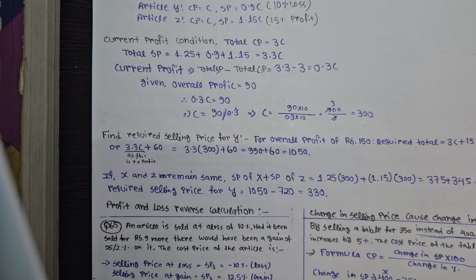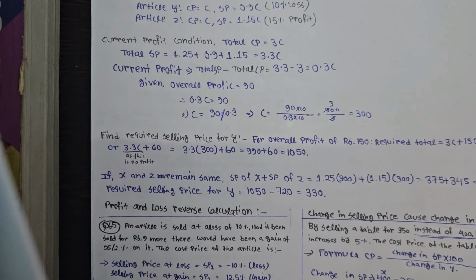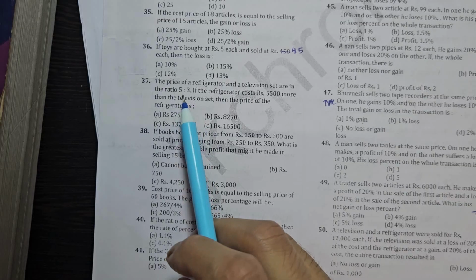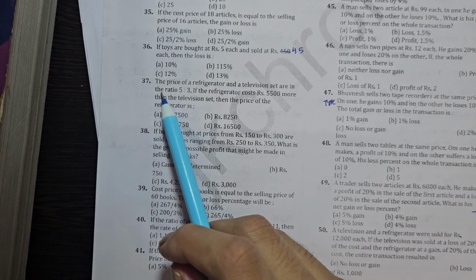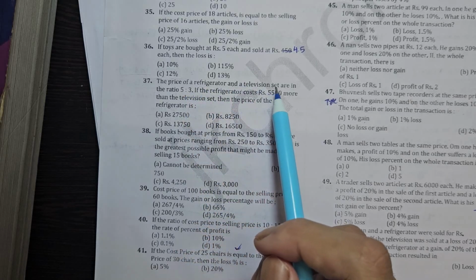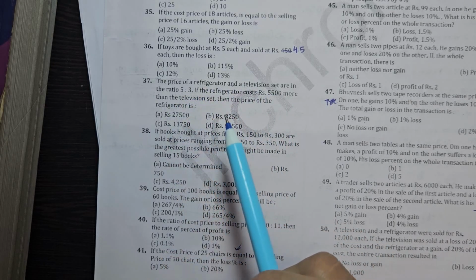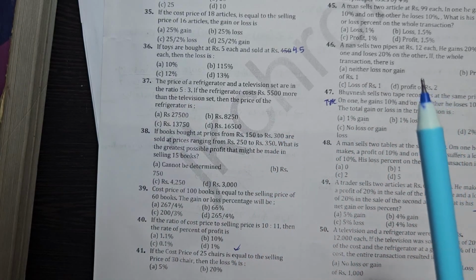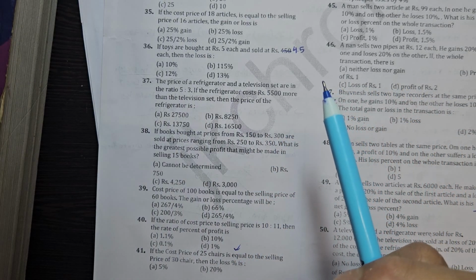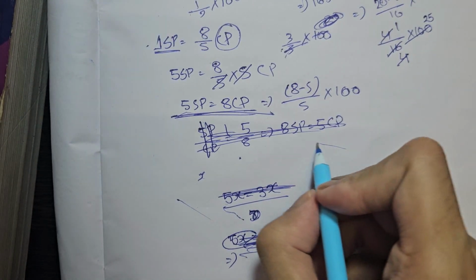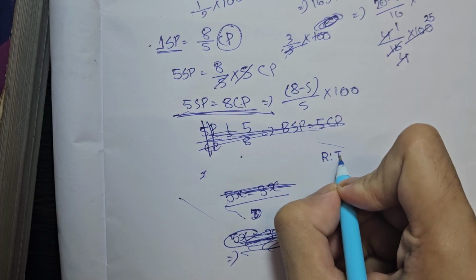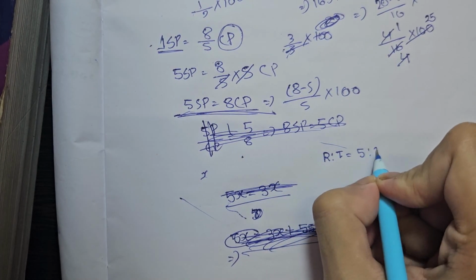So we can calculate in this way as well, right? So we'll see now some problems, such as, let's take an example for this problem. The price of a refrigerator and television set are in ratio of 5:3. If the refrigerator costs 5500 more than the television set, then the price of the refrigerator is how much?